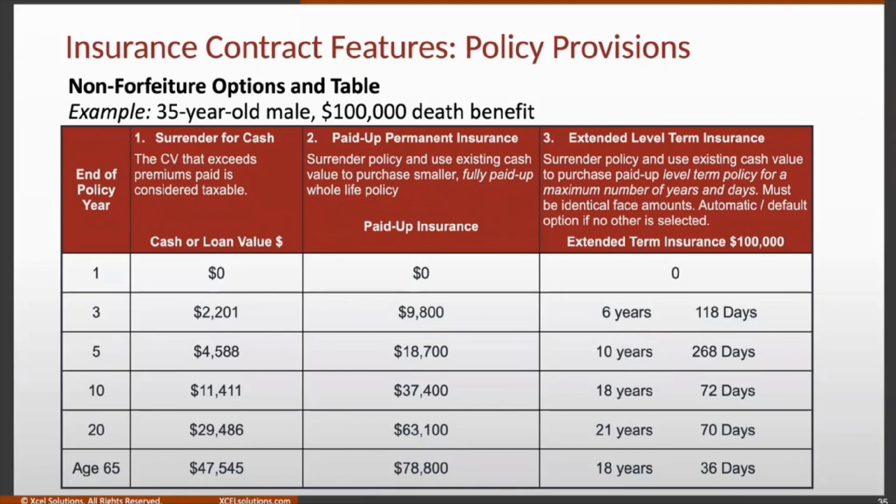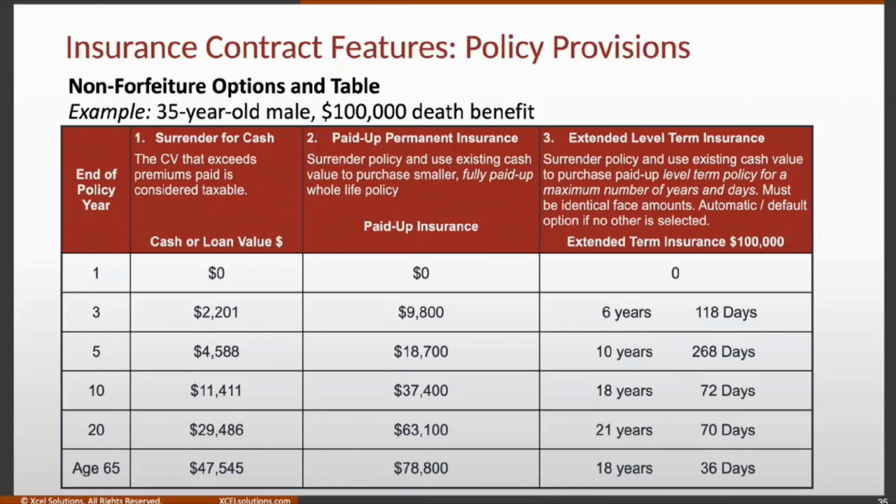Now, if he says to you, the agent, well, I don't want to surrender my policy because I still have a need for some insurance on my life, but I still don't want to keep making the premium payment another 35 years all the way out to age 100 during my retirement. So don't I have any other option? He actually has two other options that he could consider.